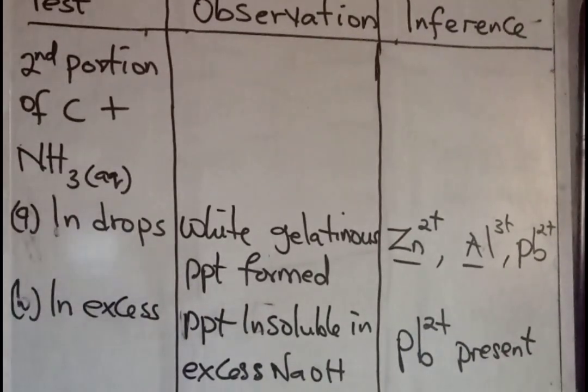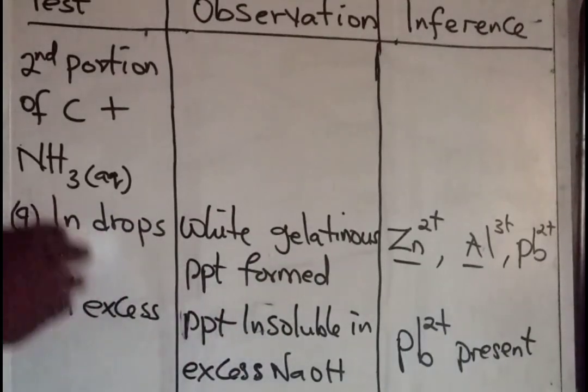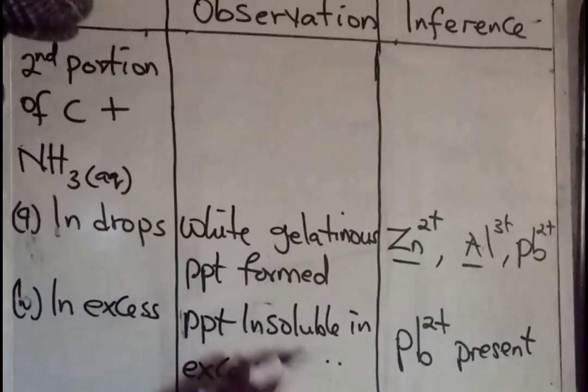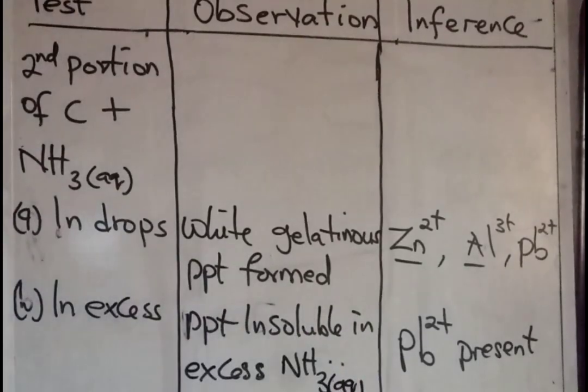Now to the second portion of C, you may be asked to add another chemical, which is aqueous ammonia solution in drops and in excess. When you do that, you're going to obtain the same result you obtained with sodium hydroxide: a white gelatinous precipitate formed in drops, and then the PPT will be insoluble in excess ammonia solution, and the same inference is what we're going to have.